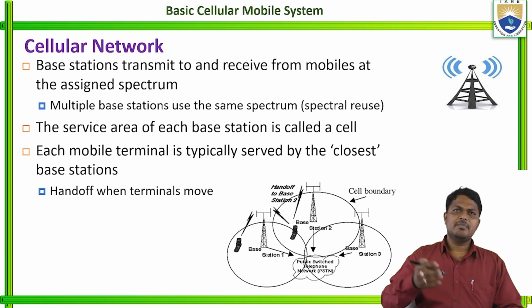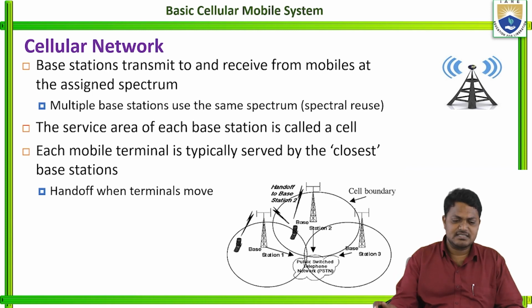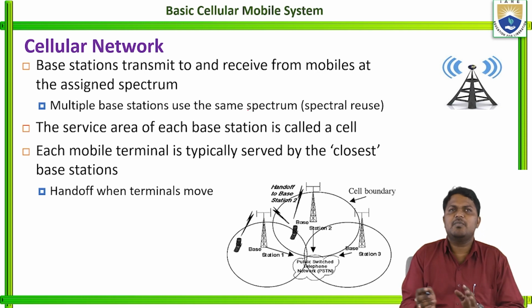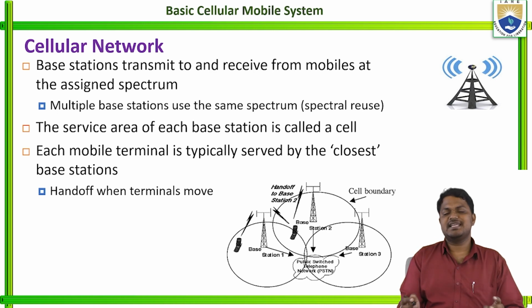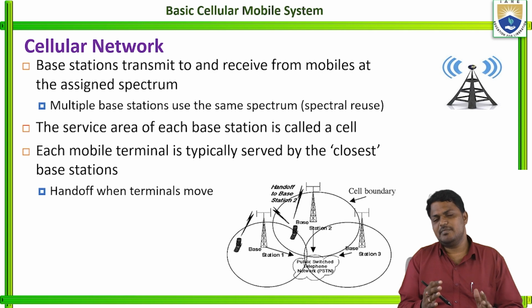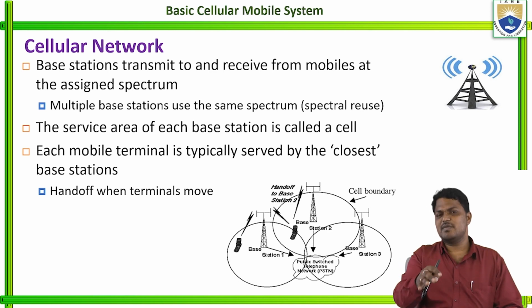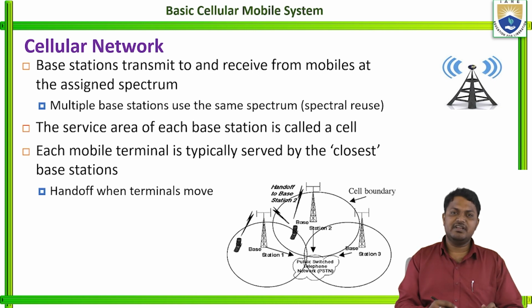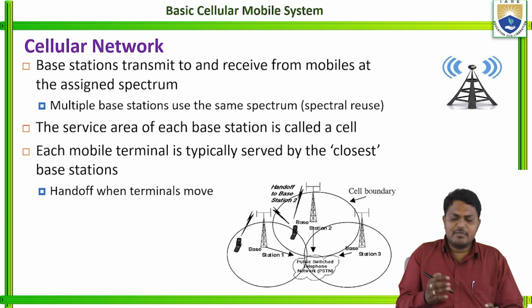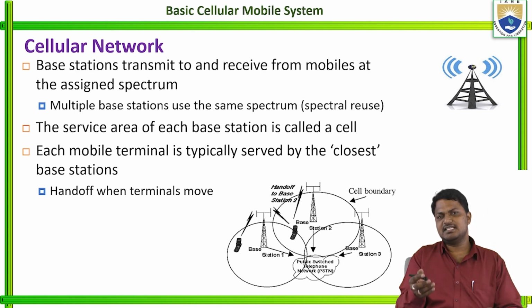The basic cellular network is that the base station transmits to and receives from the mobiles using the assigned spectrum. By using the assigned spectrum only, the base station can transmit as well as receive from the mobile unit. Multiple base stations use the same spectrum, which is spectrum reuse. We already discussed frequency reuse, right? Frequency reuse is nothing but the same frequency being assigned for multiple cells. When multiple base stations use the same spectrum band, that is called spectrum reuse.